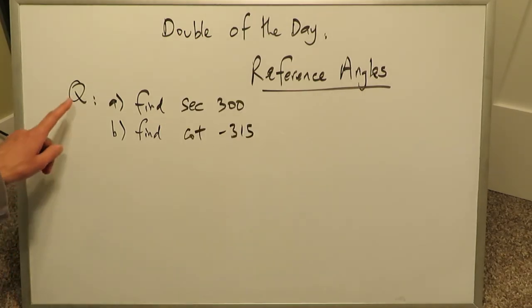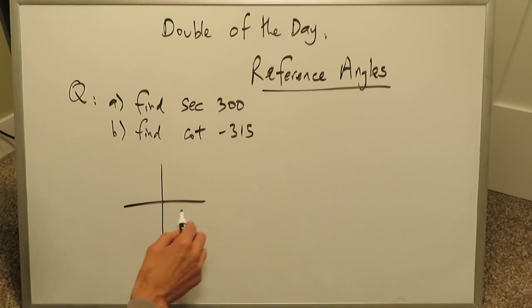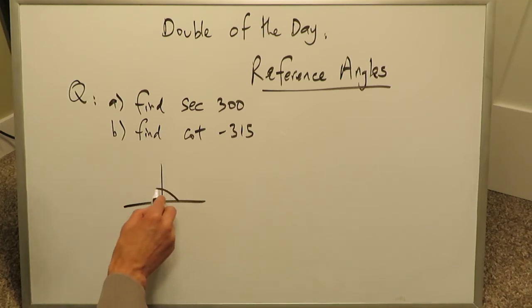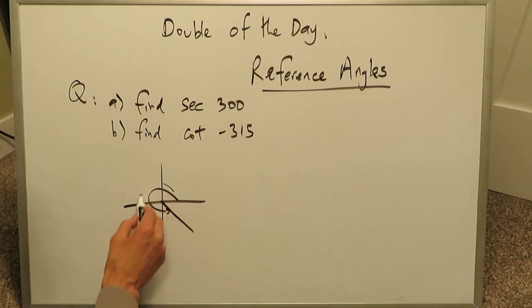For the last question of this, we'll be looking at two parts. We have to find secant of angle 300. First, draw this x and y plane and draw a 300 degree angle. You're going to take yourself into the fourth quadrant. Here's your 300 degree angle from right over here going all the way up to this point.